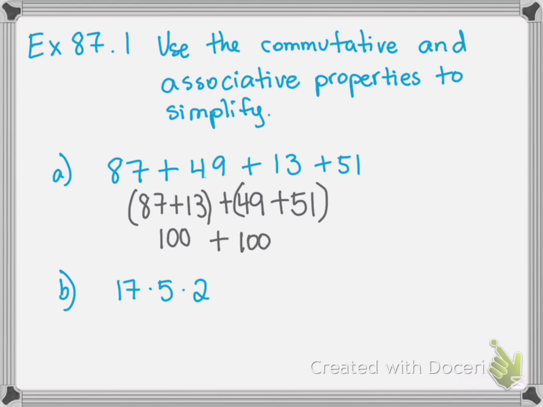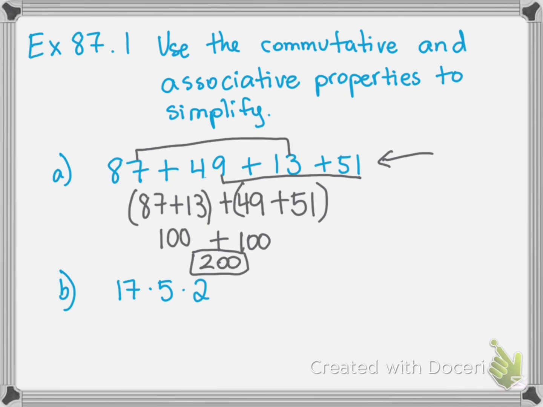What helped me see that I could combine these two? Well, I know that 7 plus 3 is 10, and I also know that 9 plus 1 is 10. So that kind of brings them together, and I thought maybe that would be an easier way to simplify. And then 100 plus 100 is 200. And that's our answer. Notice how easy it is to add by doing these different changes than if we try to do this addition 87 plus 49 plus 13 plus 51.